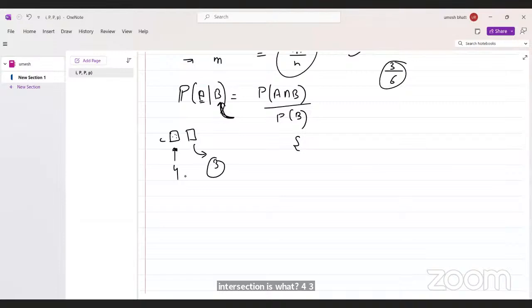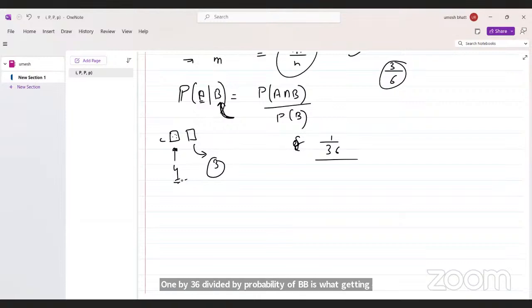So the probability of getting 4 3 is what? 1 by 36 divided by the probability of B. B is what? Getting 4 in the first place. This is 6 by 36, which is 1 by 6.